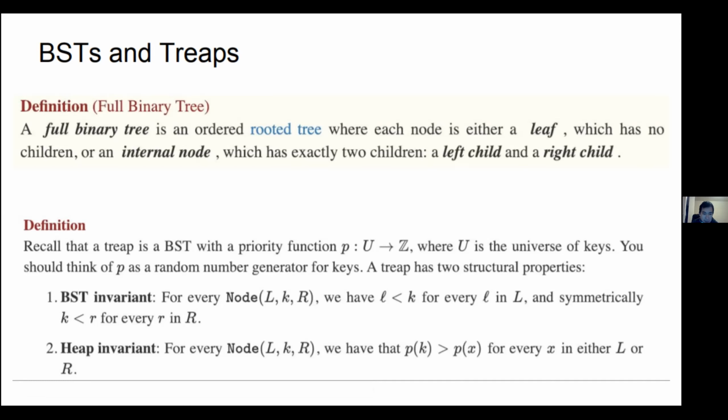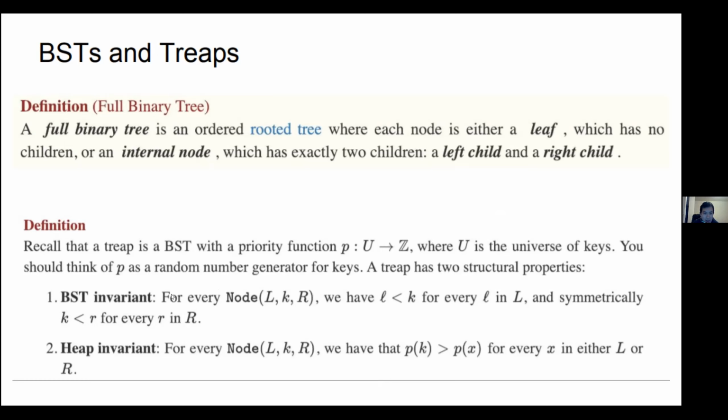The first one is called the BST invariant, where the tree has to be a binary search tree. Everything in the left subtree of a node has a smaller key, and everything in the right subtree has to have a larger key. And then there's one additional invariant, which is the heap invariant, where the priority of the parent is always larger than the priority of the children.